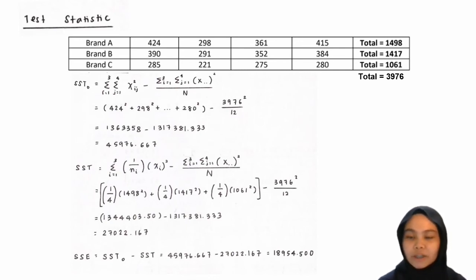Next, we will find the treatment sum of squares by using this formula. The summation of 1 over n times the squared total for each brand minus the squared grand total divided by the total number of cars. Now, we write 1 over 4 because we have 4 levels for each brand. Then, we do the calculation and we get the treatment sum of squares, which is 27022.167. Next, we will find the error sum of squares, where we just subtract the treatment sum of squares that we calculated just now from the total sum of squares.